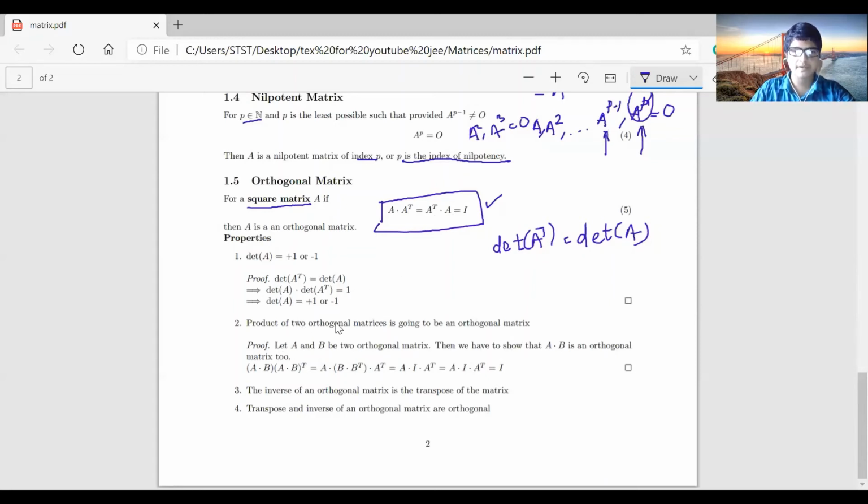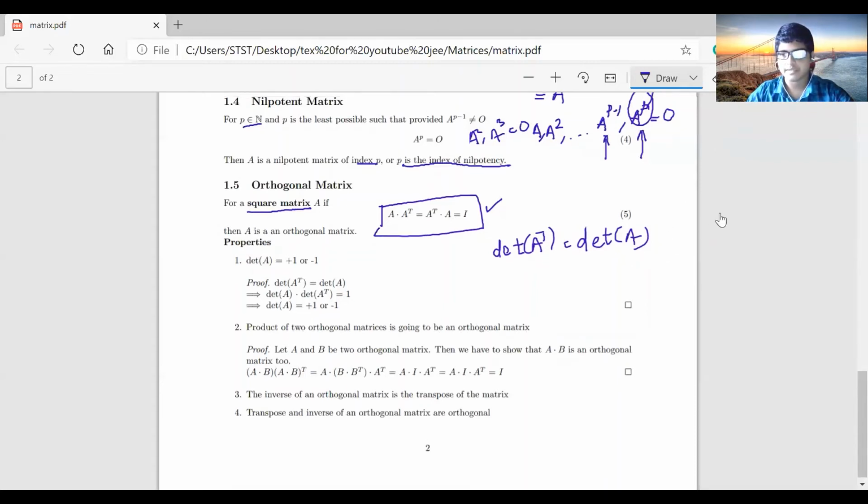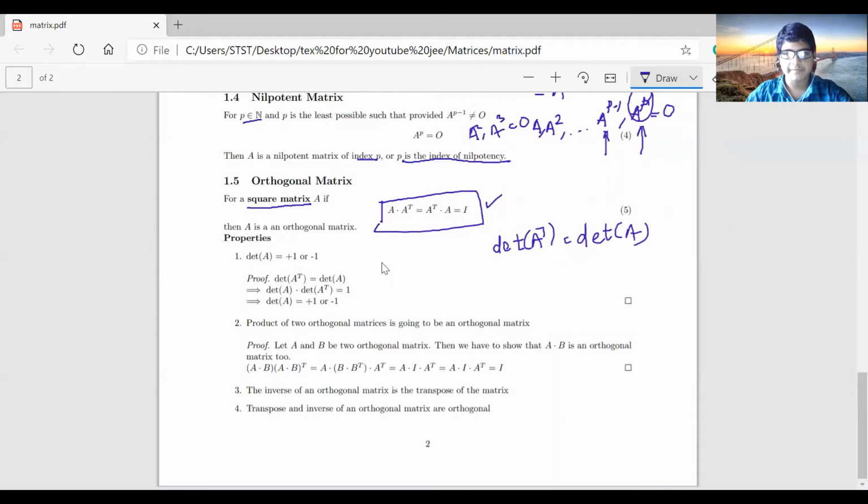The second is that the product of two orthogonal matrices is going to be an orthogonal matrix. What it is saying is that if A is an orthogonal matrix and B is an orthogonal matrix, then I have to prove that A into B is going to be an orthogonal matrix. Now how to do that? First I will have to prove A into B is a square matrix, which is extremely trivial because A is square, B is square, both are of the same order, N cross N, so A into B is also going to be N cross N. So it is a square matrix.